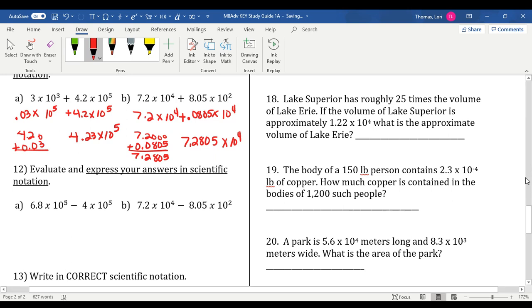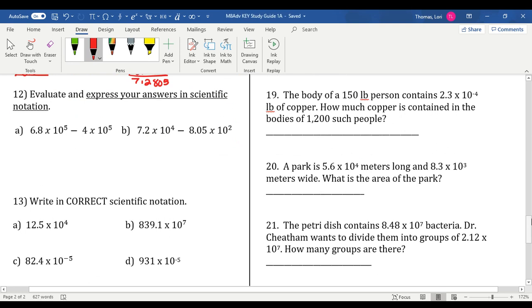Okay, let's subtract. It's the same idea with adding. On the first one, we do have the same power. So now we're just going to subtract 6.8 minus 4. That gives us 2.8. So we have 2.8 times 10 to the 5th. On our next one, we're going to adjust this and make it 10 to the 4th. And so we're going to move our decimal and have 0.0805. We have our 7.2 times 10 to the 4th, and we're subtracting.